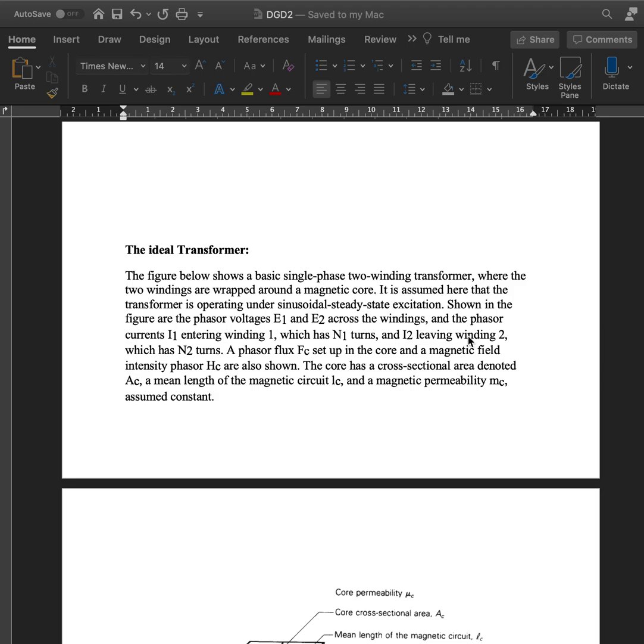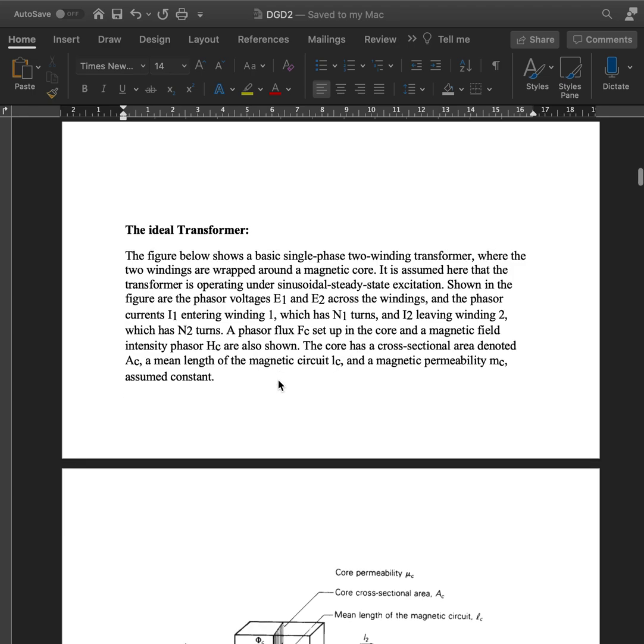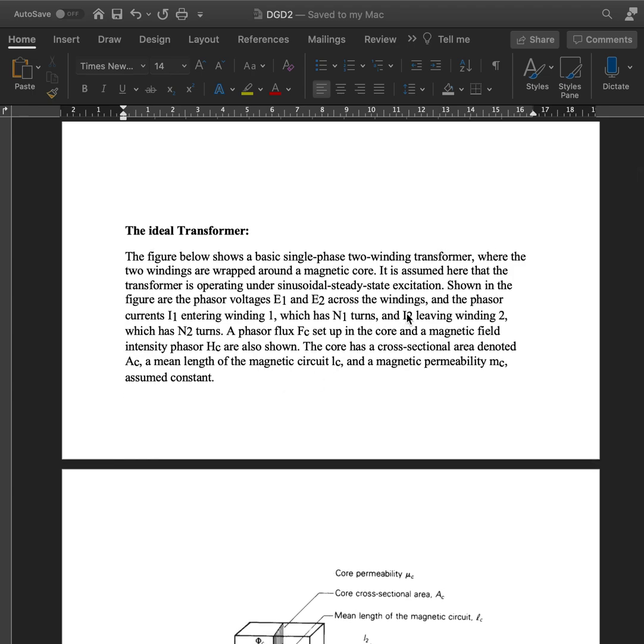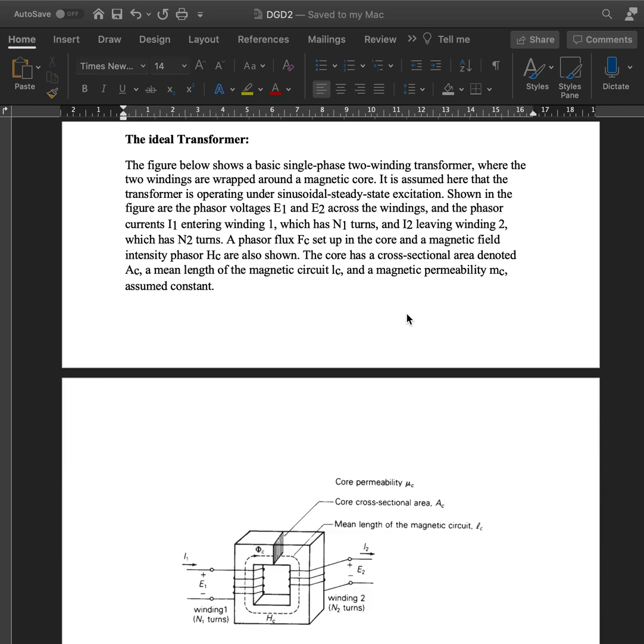E1 and E2 are the voltages across the winding. You have to remember that, across the winding. And the phasor current I1 is entering through the first side, which has N1 turns, and I2 is the current leaving the second winding, and it will have N2 number of turns there. For the ideal transformer, we assume a lot of stuff, and I'll explain them in a little detail here.